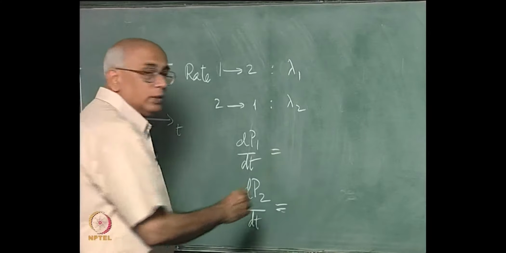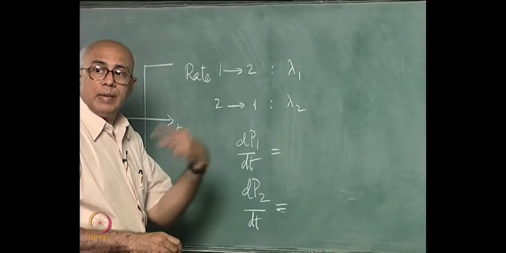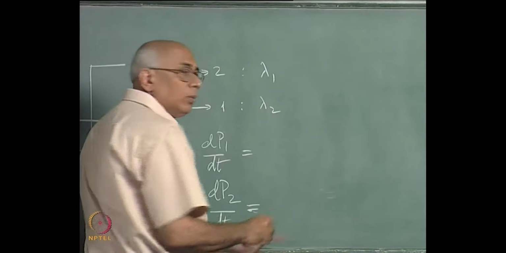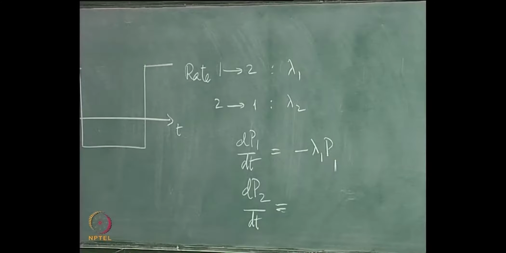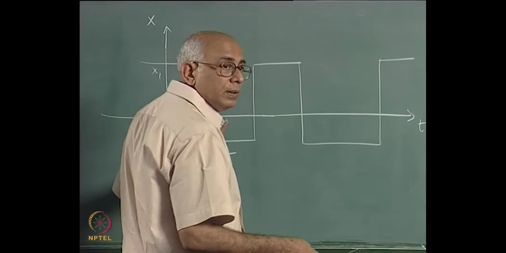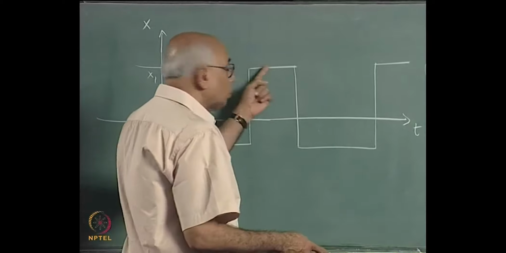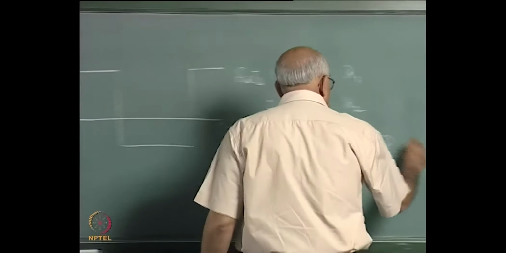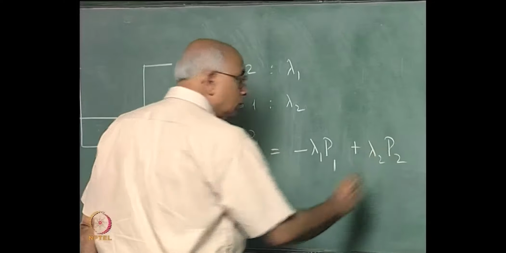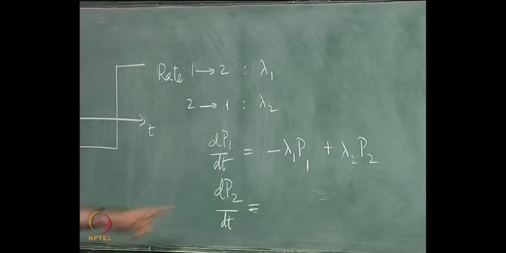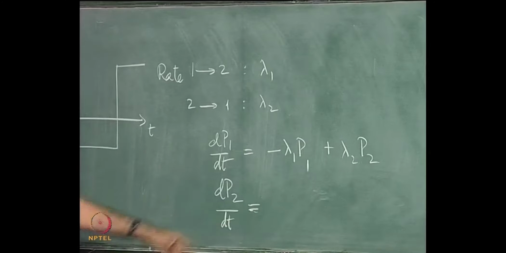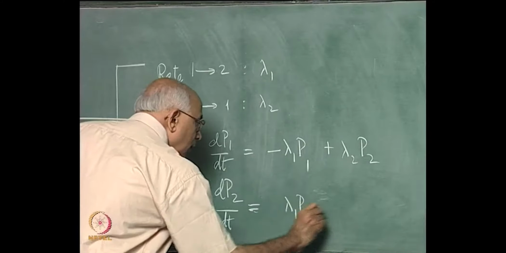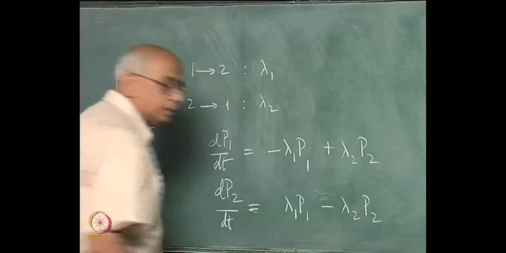If the system has reached state 1 already, it makes a transition to 2 with a rate lambda 1, and that is a loss term for P1, so that is minus lambda 1 P1, because they are switching out of 1 into 2. Then the gain would be if you switch from 2 back to 1, and that would be plus lambda 2 P2. On the other hand, for P2 it would obviously be lambda 1 P1 minus lambda 2 P2, okay.